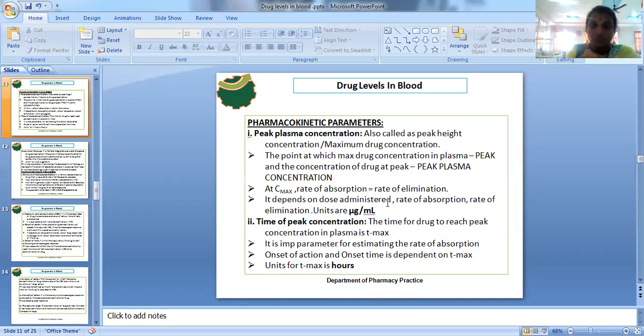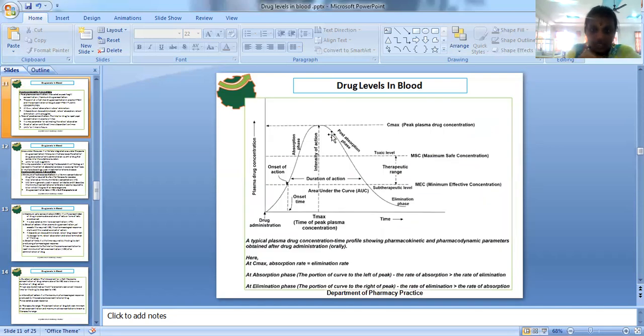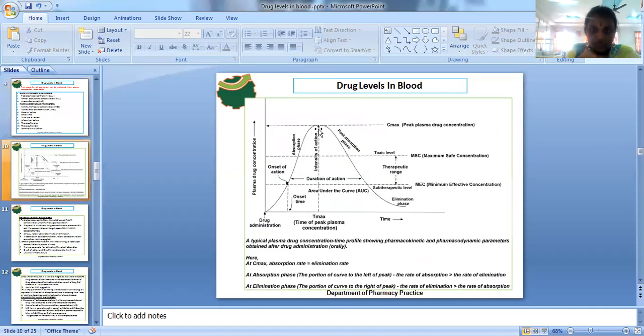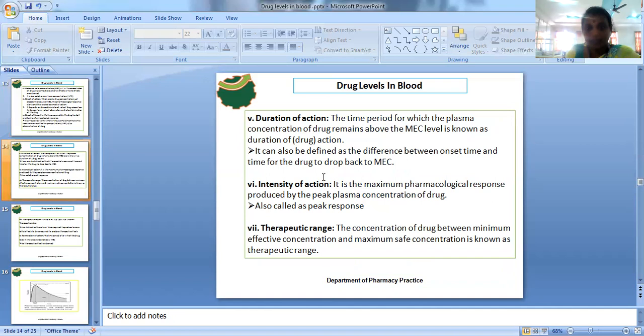This is the intensity of the action. The drug is capable of showing this much of the pharmacological response. If you plot the dose response curve or time response curve, this much of the response will be shown by that particular drug. The maximum pharmacological response produced by the peak plasma concentration of the drug is said to be the intensity of action, which is also called the peak response.